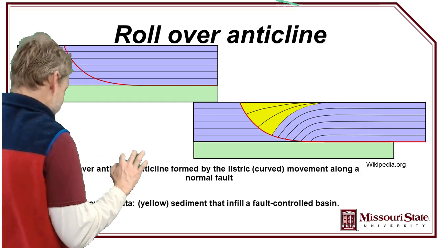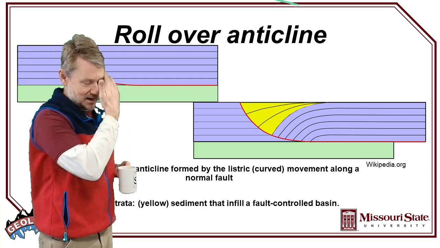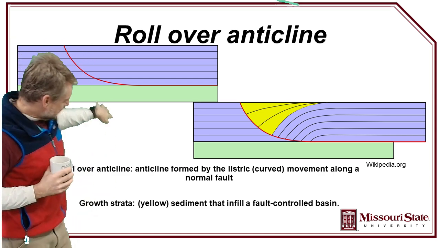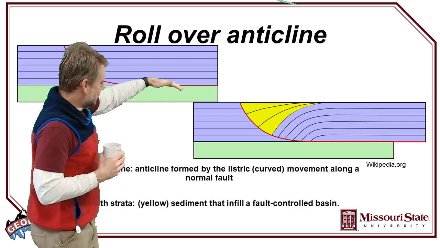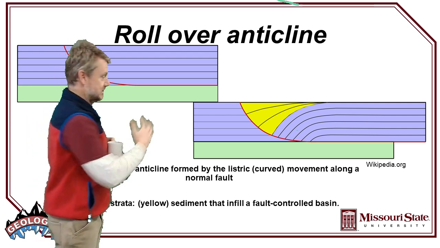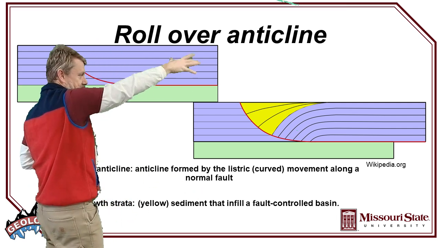Normal faults are not immune to folds as well. And so here's a nice example of a normal fault. This would be a listric normal fault. It's got a curved surface. And so the hanging wall has dropped down. And what it creates is an anticlinal structure that we call a rollover anticline. As the rocks move down the listric curved surface, they create the anticline.